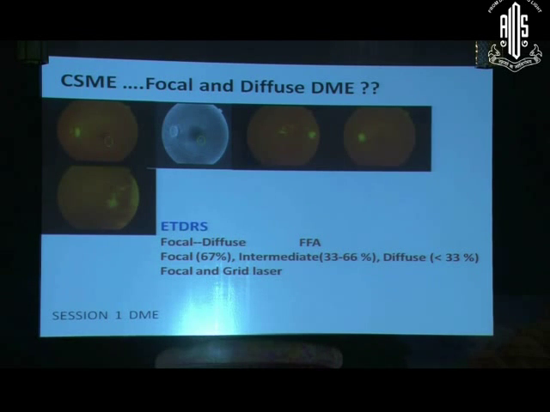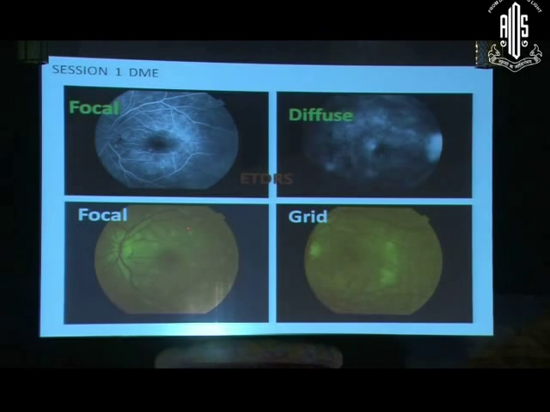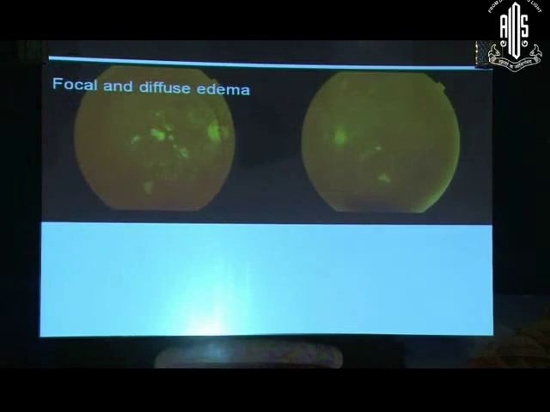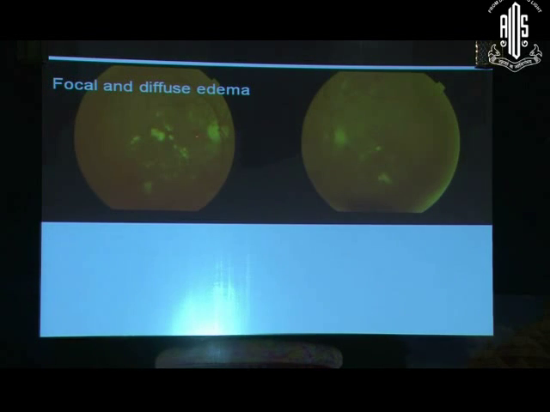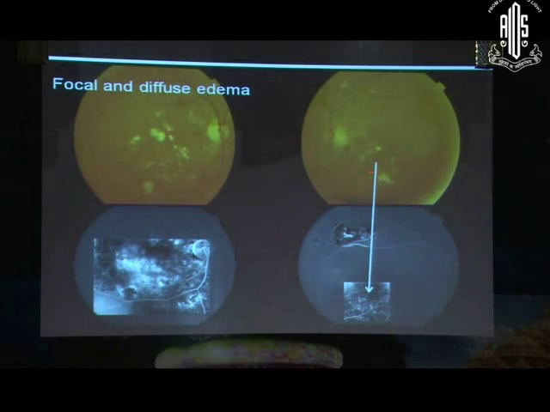Now, ETDRS described 2 kinds of macular edema, focal and diffuse, based on angiographic findings, and accordingly they described 2 kinds of photocoagulation. Focal is specifically applied to microaneurysms, and grid, that is in a C pattern, is applied to the whole of the posterior pole in diffuse edema. Now, focal is classically described as an edema wherein you see hard exudates, generally in the form of a ring, and in the center of hard exudates there are a group of leaking microaneurysms.